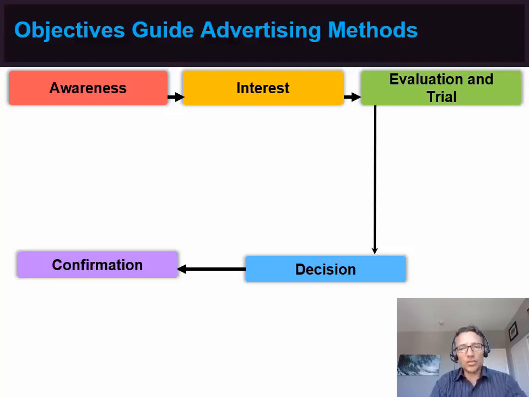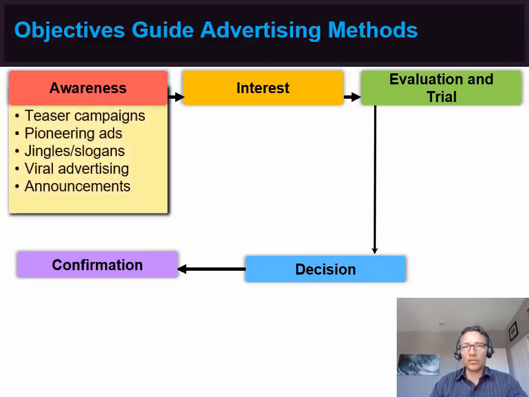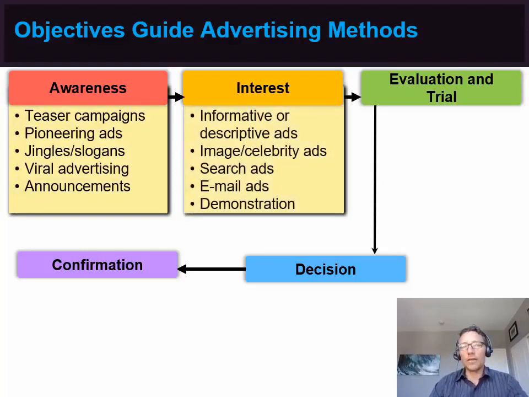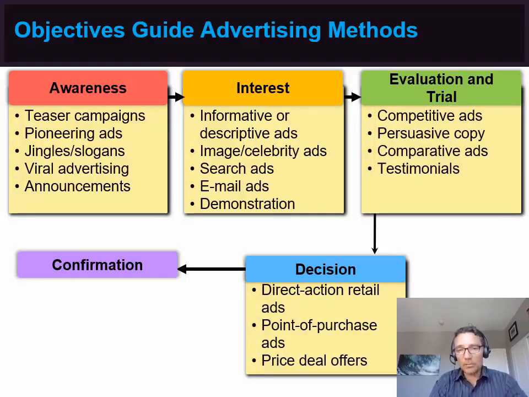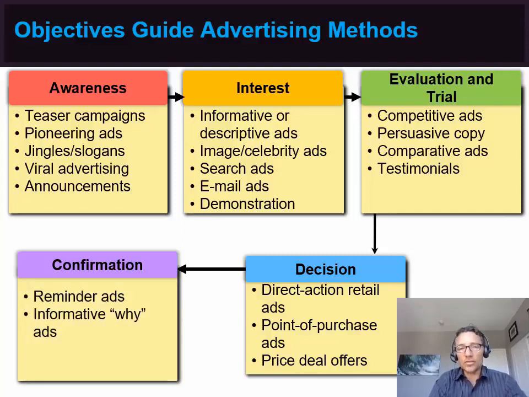They have to get interested in what you're talking about. They have to go through some type of evaluation of your brand and compare you to other brands. They have to make a decision at point of sale. And then after the purchase, we continue with some confirmation pieces. So there's ads that strike at each of these chords along the way. And these aren't hard set categories. Some ads do multiple things. But just know that each ad has a different objective.